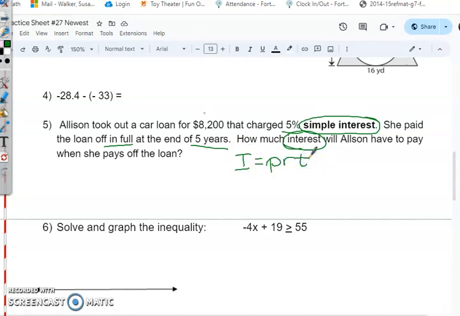And remember, principal, rate, we need to make that a decimal. And then time, okay? So when it says how much interest, put those numbers. Do not forget to change that percent to a decimal, and then you're going to multiply. And that's your answer, okay? That will be your interest, okay?